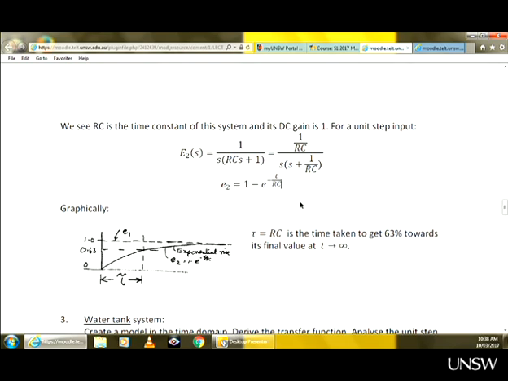So the input is a unit step. The voltage suddenly jumps to 1 and stays there. What does the output voltage do? It doesn't jump straight away. It exponentially approaches 1 in this case. So the input is 0 and then jumps to 1. That's voltage E1. This is voltage E2, which is this particular exponential function.